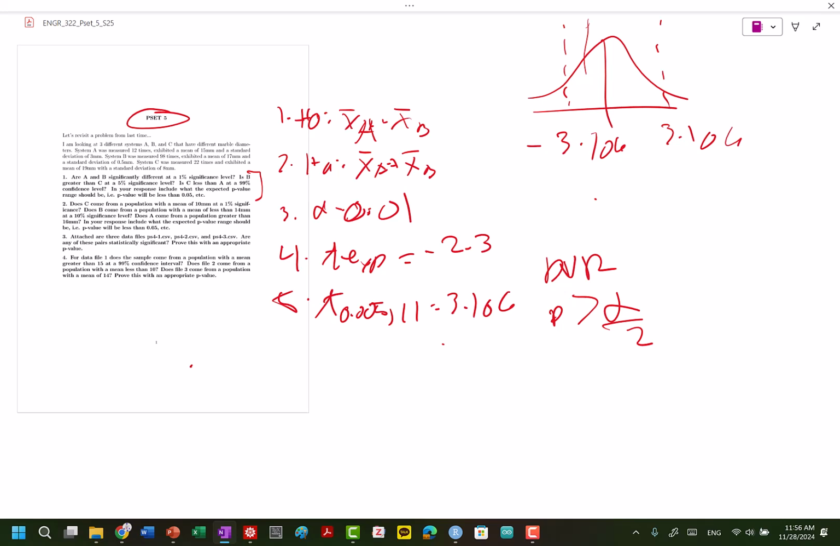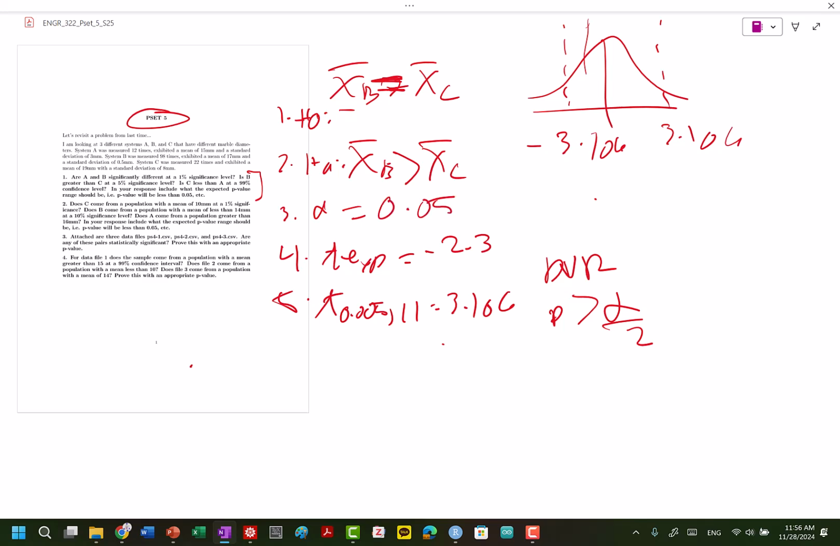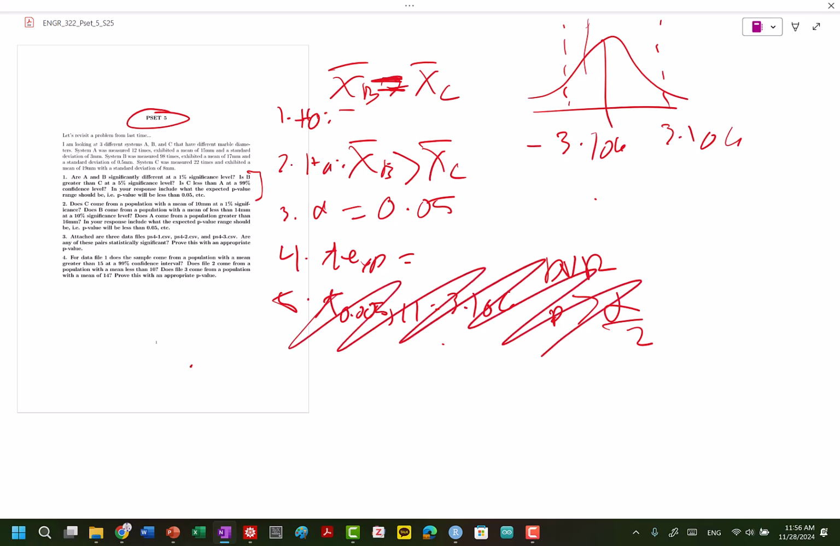So there we go. What about, is B greater than C? When we're doing these types of things, now we're going to say, is X of B greater than X of C? Our null hypothesis is still the same, that this is equal to C. I could erase this. Our null will be that they are equal, our alternative is X of B is greater than X of C. Our alpha now is equal to 0.05, and we don't know what this value is yet. We also don't know what this is.